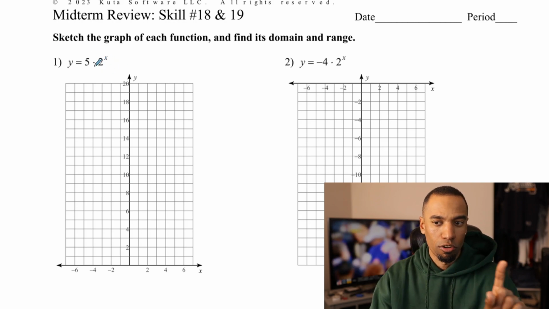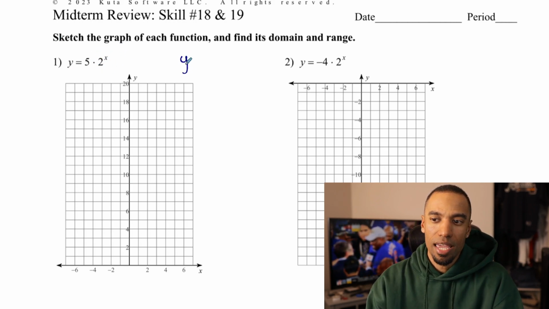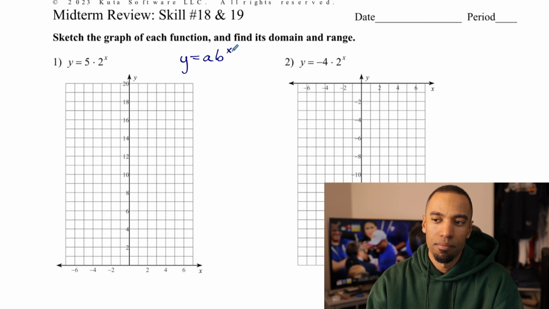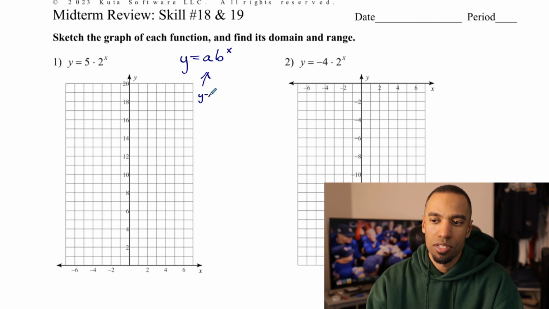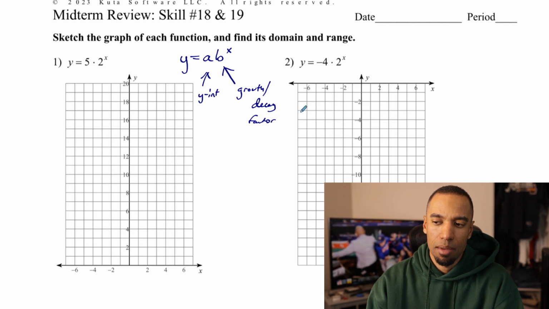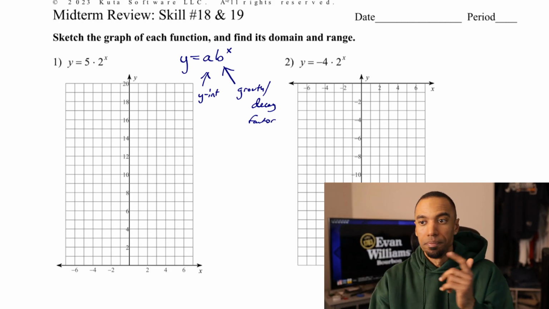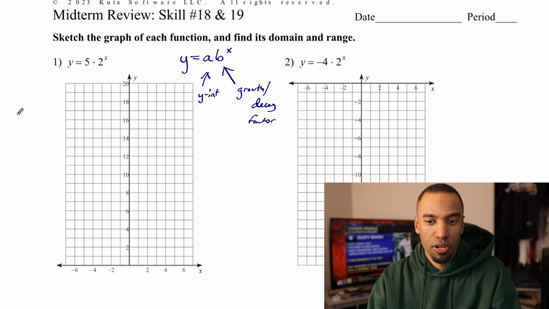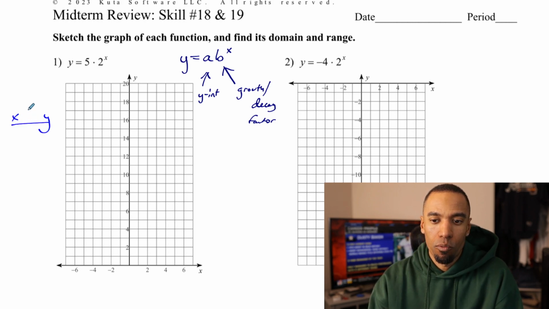There is no horizontal or vertical shift here. This is y equals a b to the x power, where a is your y-intercept, and b represents your growth or decay factor, which means what I multiply by every time x increases by 1. I might do some tables here and there to get things started. If my y-intercept is 5, that means there's a point on my graph that is (0, 5).